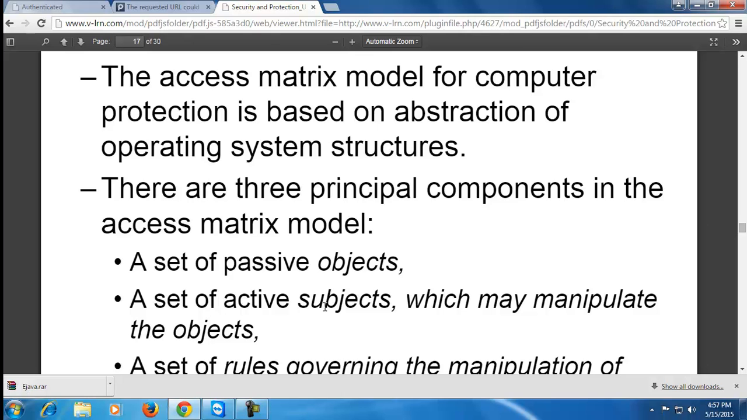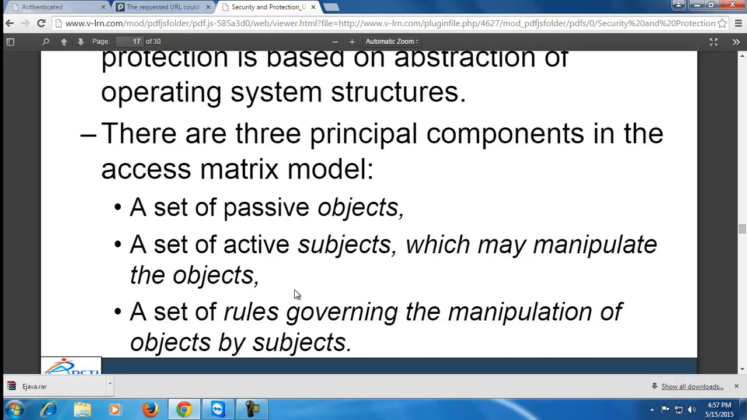Passive objects just reflect the changes and the uses, but are not allowed to manipulate the content or object. The third component is a set of rules governing the manipulation of objects by subjects in an authorized way. Only an authorized person who has the authorized password and ID with access rights is allowed to manipulate the changes and update the system.